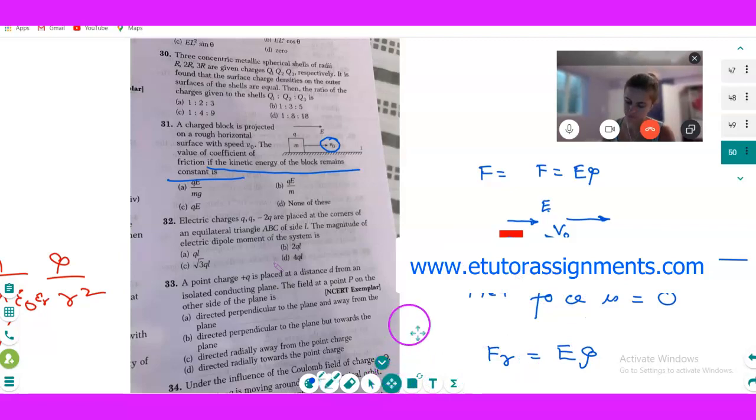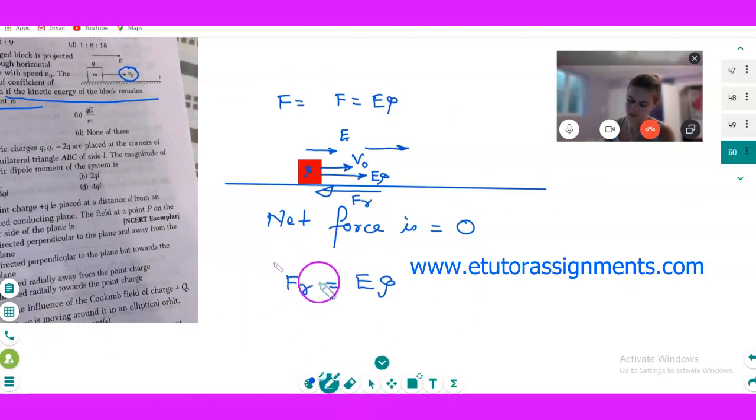And Fr is equal to how much, you know that? You have read. You just remember the normal reaction, mu into N. Yes. What is the normal reaction here? Mg will work downward, so N is mg. So frictional force is how much? Please tell me. Frictional force is mu mg.